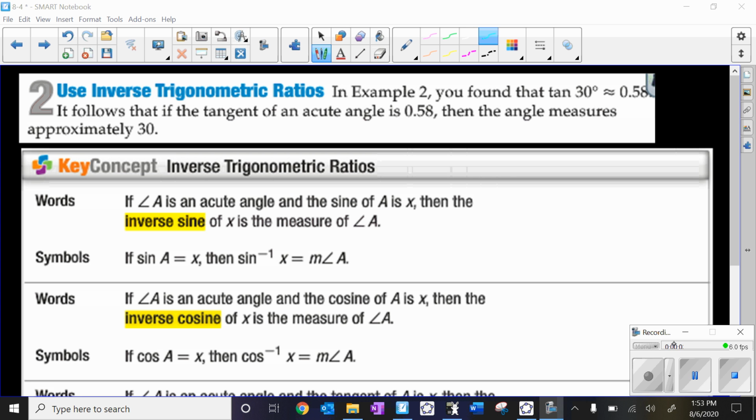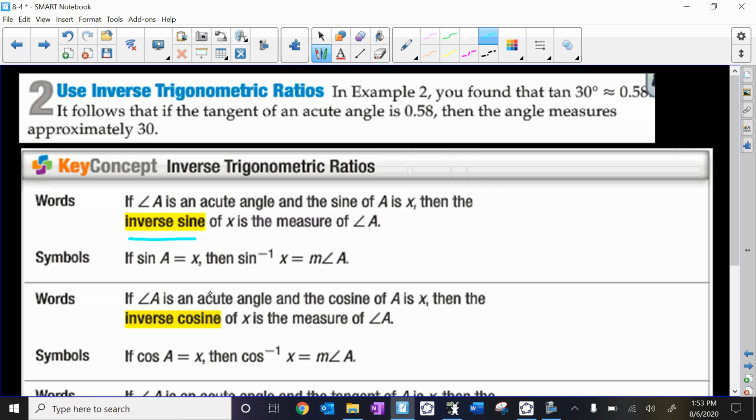Next, we're going to use our trig functions to find the measures of angles. We used our trig functions to find the side lengths. Now we're going to look at using angle measures. This is where we're going to use inverse sine, inverse cosine, and inverse tangent. Rather than trying to explain it abstractly like this, I'm just going to show it to you through an example.